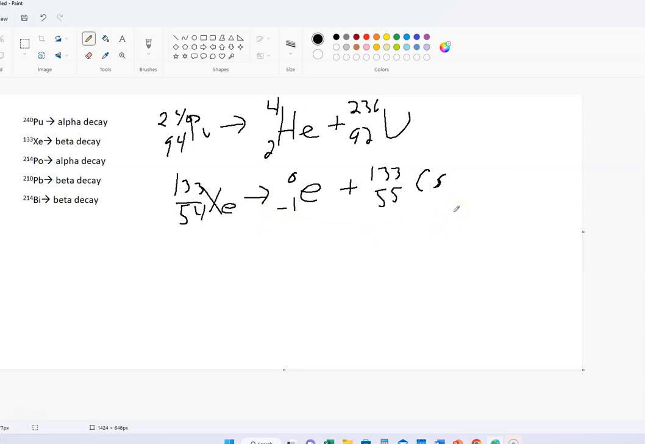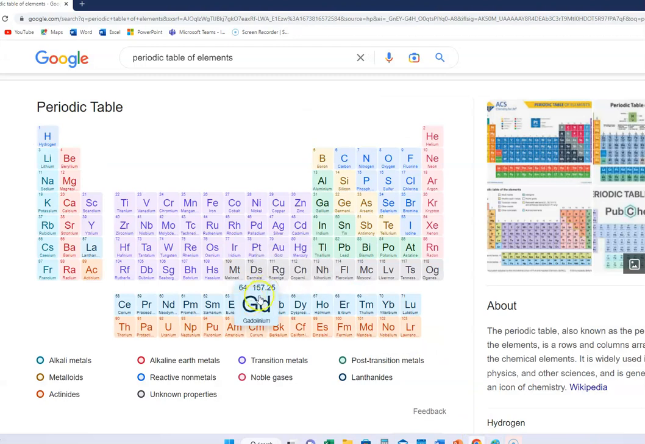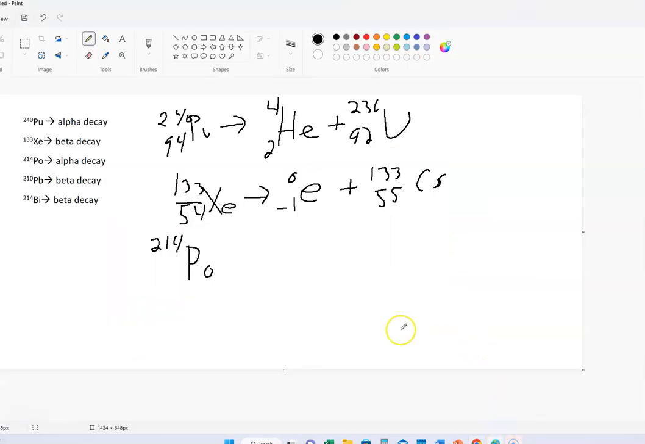So we have PO, which is polonium. If you don't know that, that's fine. So it's polonium 214. Let's see what the chemical symbol for polonium is. All right, so here we go. Polonium is right there, right next to bismuth. So polonium has 84 protons. So we can go back here so that we put an 84 down here.